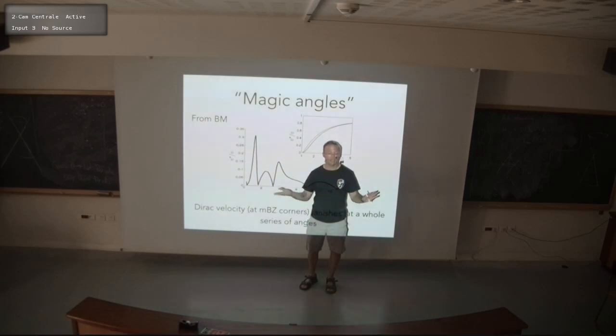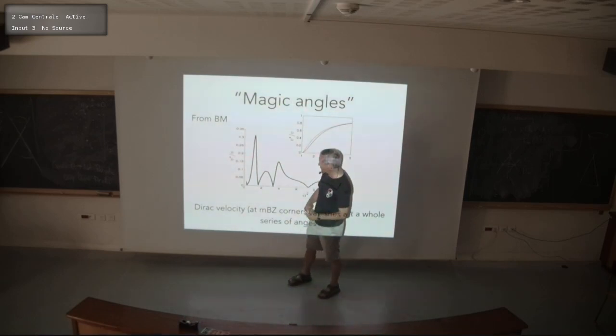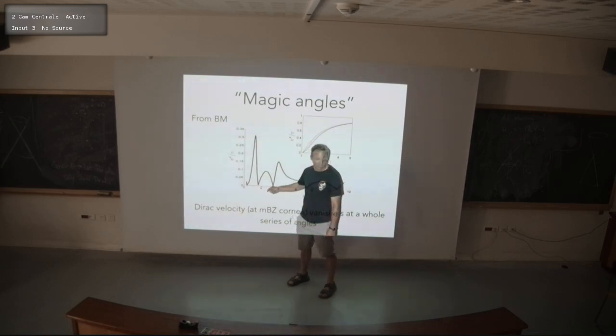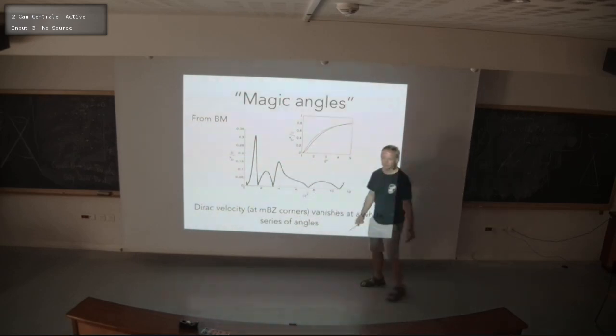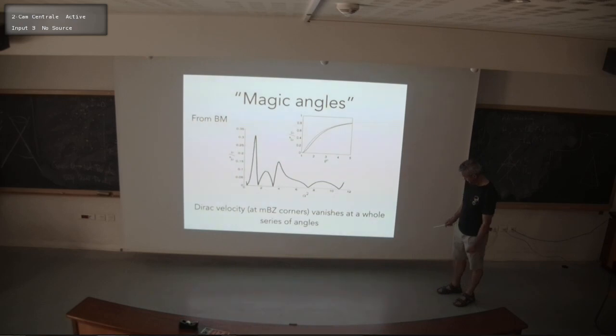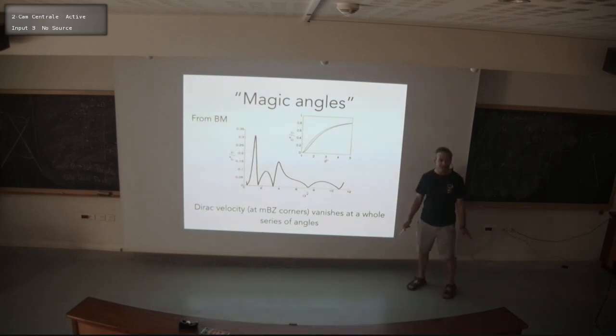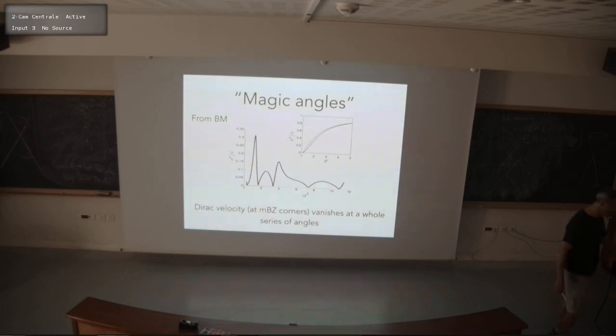At every angle, there are still Dirac points, but the Dirac velocity changes a lot. And at some point, the Dirac velocity vanishes. That's how Bistritzer and MacDonald defined the first magic angle. That's about 1 degree, 1.1 degrees or something. The second one happens at about half a degree, and then it happens again at some smaller angle, and it keeps happening. The sequence seems to be something like angle of order 1 over n, but in fact, there's not much analytic understanding of it. It's a really great question. Theorists would love to have a simple answer. Why does this happen? I still don't have a simple answer, after thinking about it for too long.